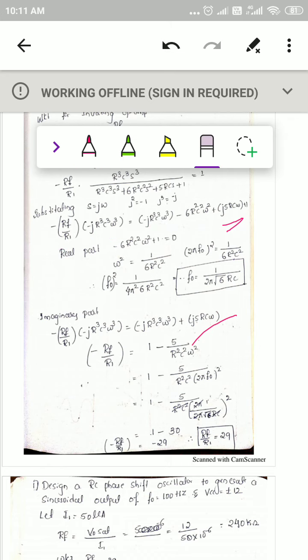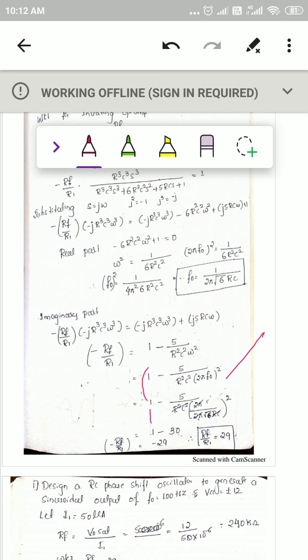So here Rf divided by R1 is as it is, and send this to the denominator here. So if you send it, this and this get cancelled, it is 1, and it is 5 divided by R cube, here R C omega is there, so 1 R, 1 C and 1 omega will get cancelled, so 5 divided by this you will get. Now 1 minus 5 divided by RC omega, where omega is 2 pi f naught square, you keep it as it is.